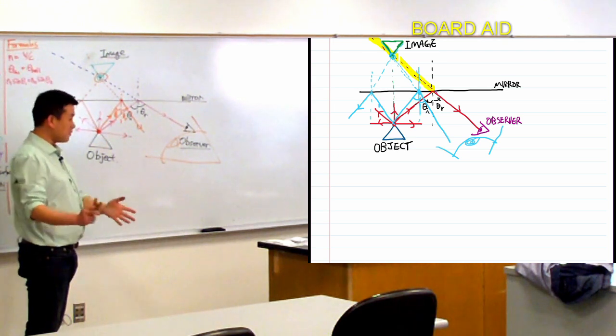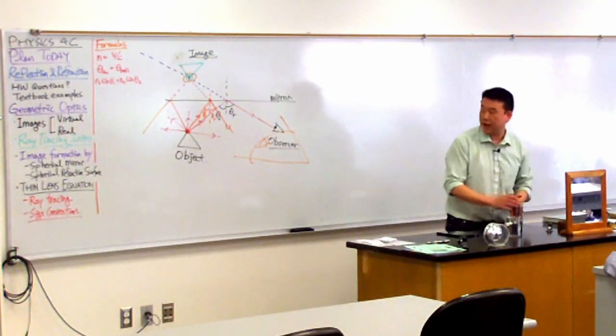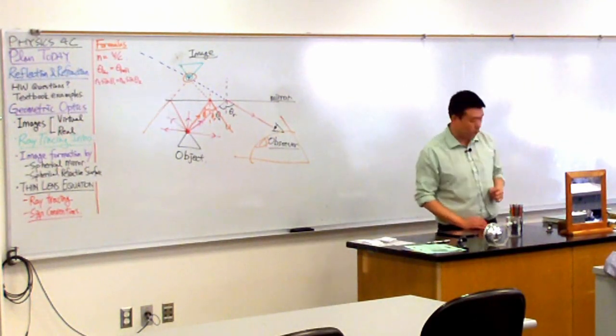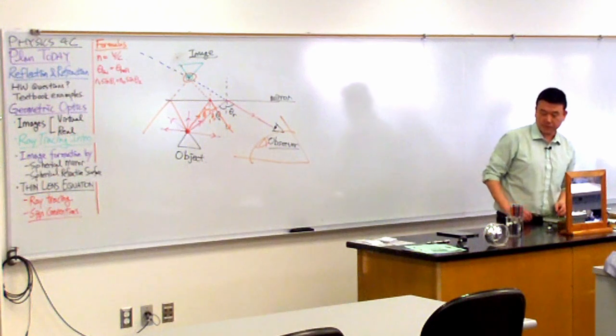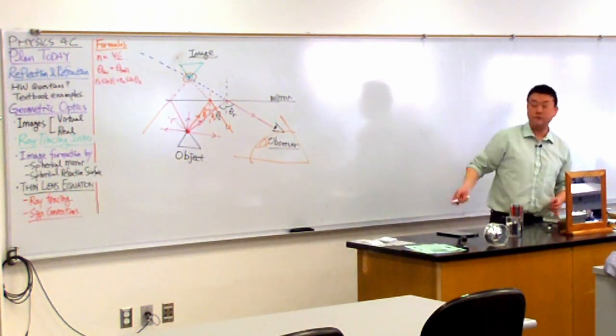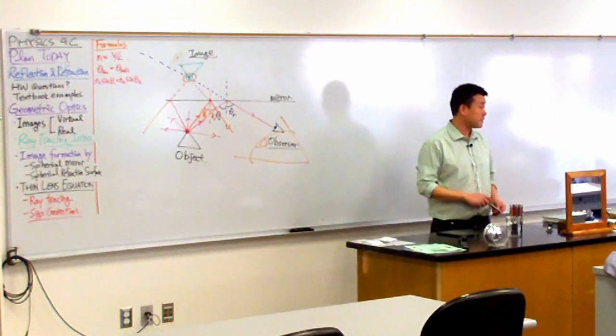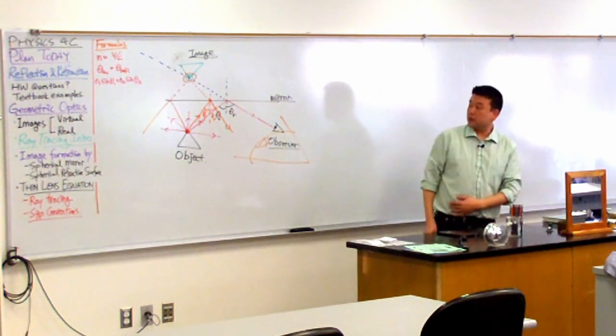So what I'm going to do instead is spend a little more time talking about images formed by slightly more complicated objects later on: a spherical mirror, a curved mirror, and a spherical refractive surface.